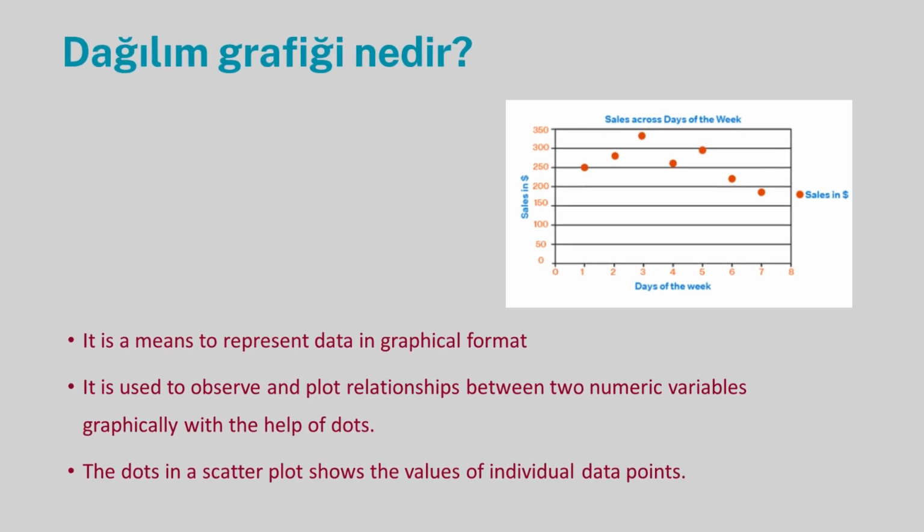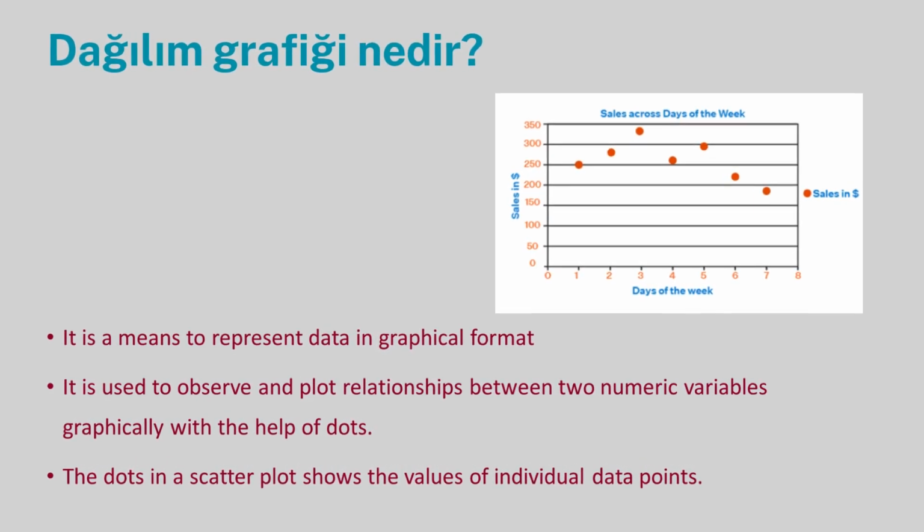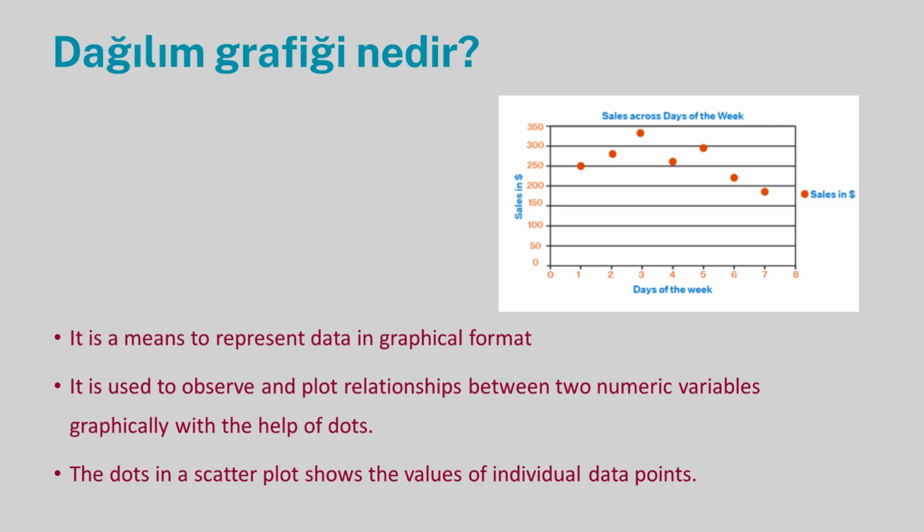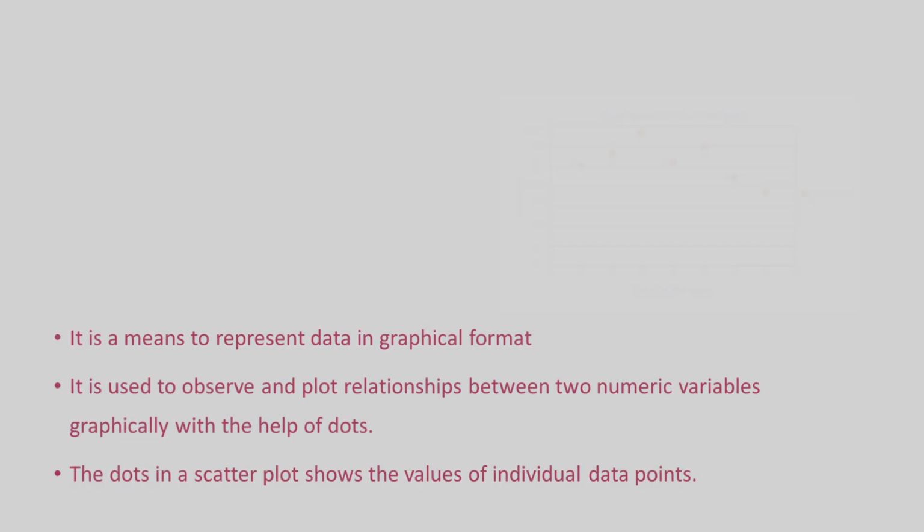Scatter plot. What is a scatter plot? It is a means to represent data in graphical format. It is used to observe and plot relationships between two numeric variables graphically with the help of dots. The dots in a scatter plot show the values of individual data points.